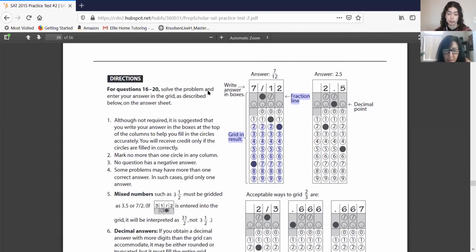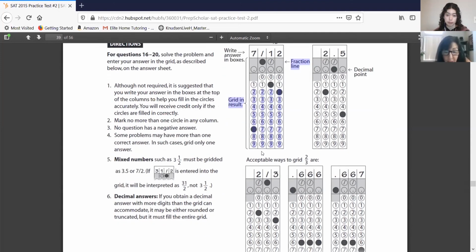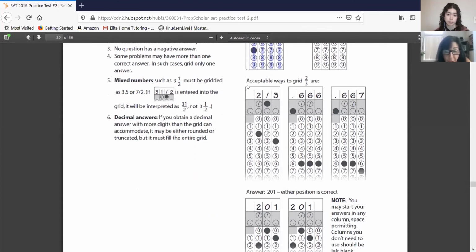So 7/12, 2.5. Here are 3 acceptable ways of writing 2/3.